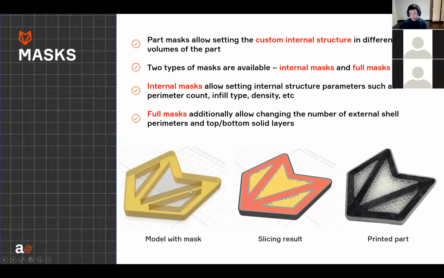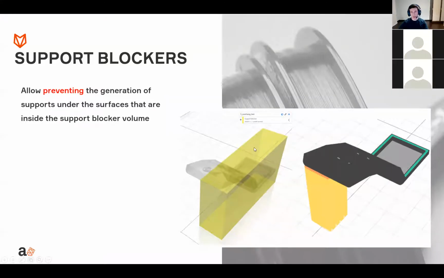So next thing is support blockers. Support blockers allow you to prevent the generation of support structures under the surfaces that are inside this support blocker volume. So Aura uses an automatic algorithm to calculate volume of support structures based on overhang angle or overhang distance. But in some cases, you need to prevent support generation in some area, or maybe to force support generation. So support blockers and enforcers allow you to do all these things.